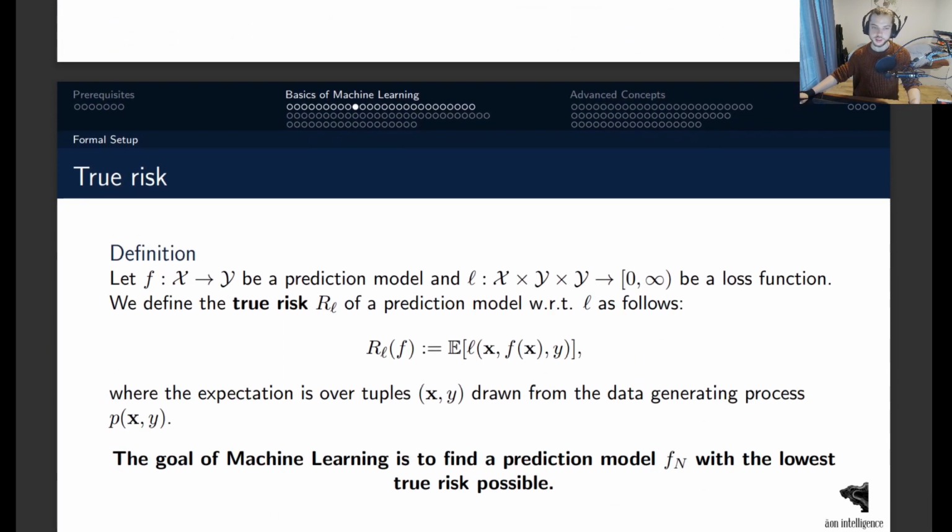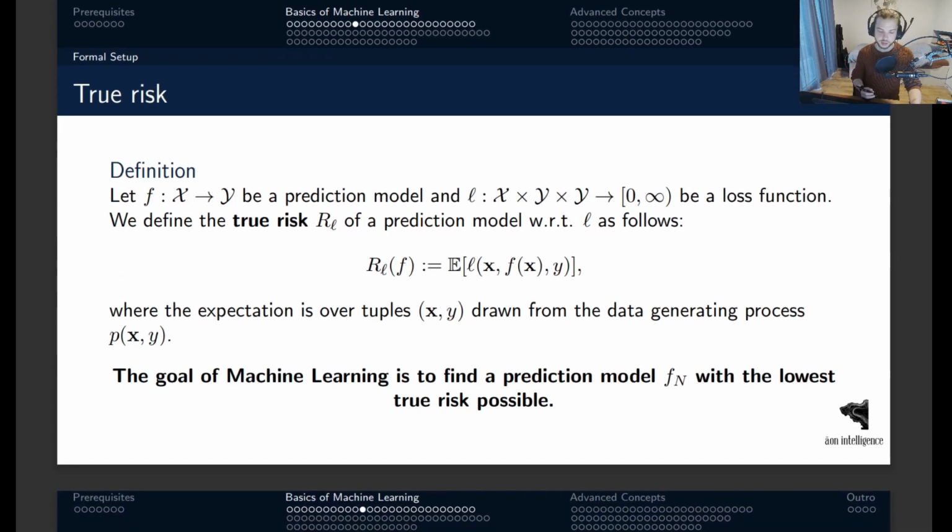And now, since we have this notion of a loss function, we can define what's called the true risk. So let's go through this definition. So we have a mapping f from the input space to the output space. We call this a prediction model. And we have a loss function as defined on the previous slide. Now the true risk RL of a prediction model with respect to L is defined as follows. So the true risk RL of a prediction model f, that's the argument, is defined as the expectation of the loss of that prediction model.